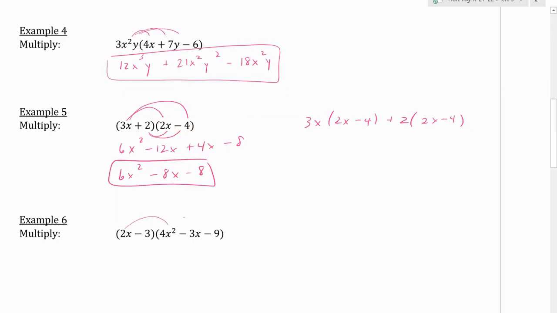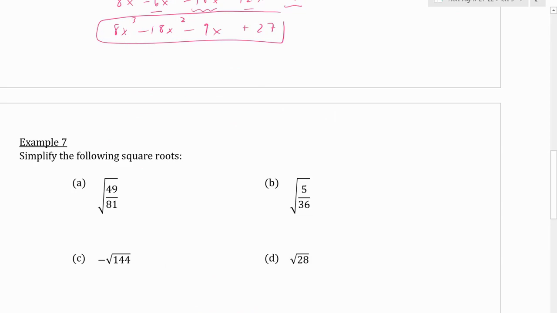Here, same thing. We're distributing the 2x through first. So 8x cubed minus 6x squared minus 18x. Now we'll distribute the negative 3, plus 9x plus 27. So like terms, there's one: that's negative 18 of those. That's negative 9 of those. And we're good.